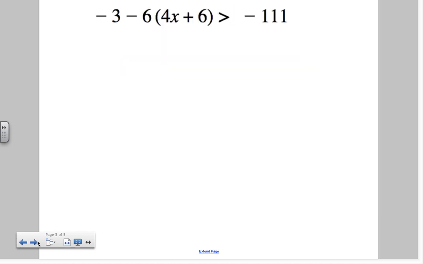So as we look at the next problem, if you notice, we have grouping symbols. So what is the only way that we can get the x outside of the grouping symbols?